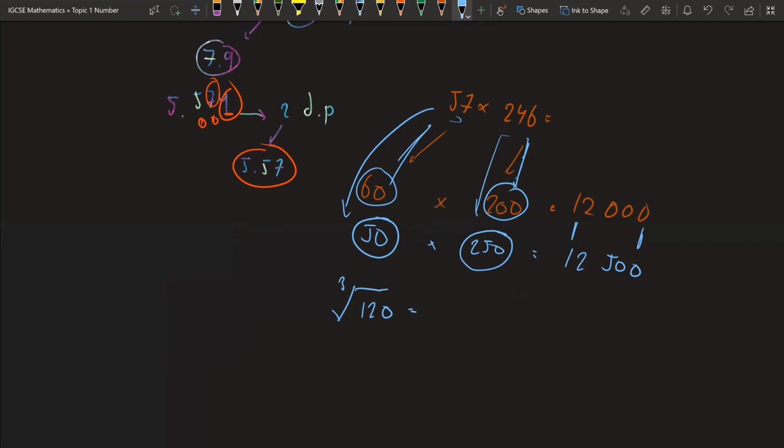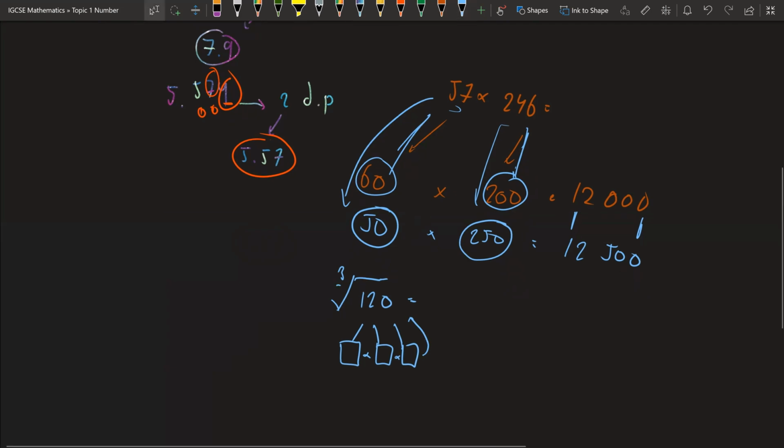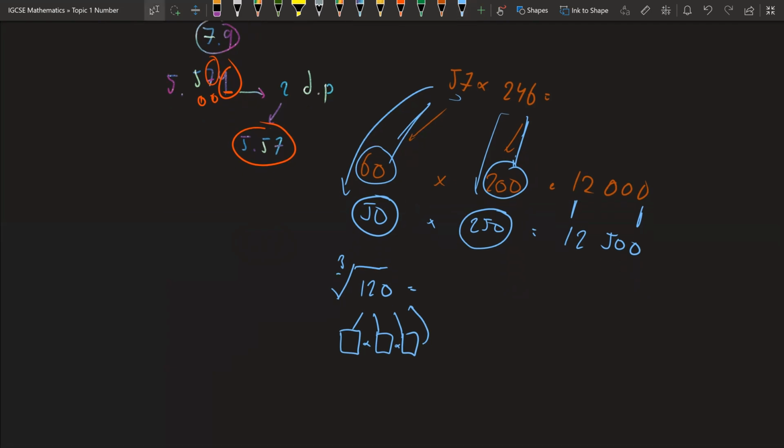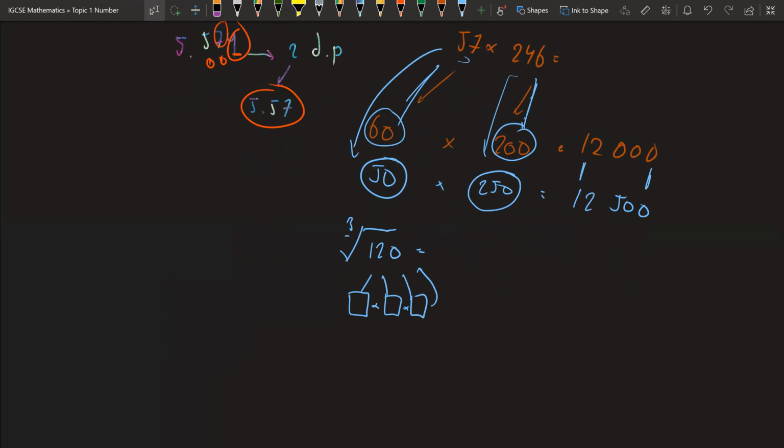So cube root is essentially asking for three numbers that are exactly the same, that when you multiply, you get that number. Okay. You could plug this into a calculator, but let's say you don't have a calculator, you just want an approximation. It doesn't have to be very accurate. Just a rough estimation.